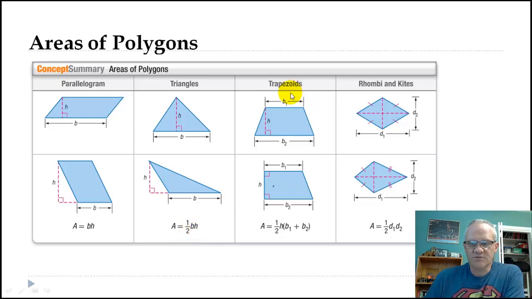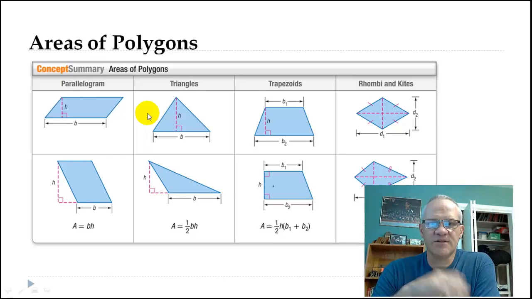And the trapezoids that we just talked about, remember it's 1/2 height times base 1 plus base 2. That's our formula there for trapezoids. And then finally for the rhombi and the kite, whether it's a rhombus like this one or whether it's a kite like this one, either way, 1/2 times diagonal 1 times diagonal 2. So there's a little overview of the different areas of the last couple of sections.